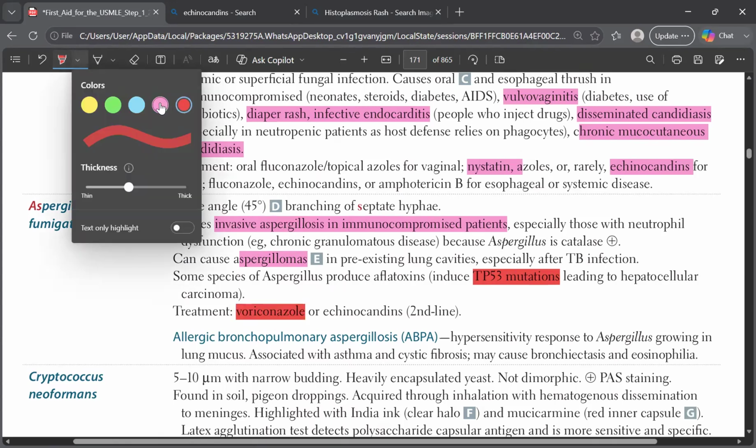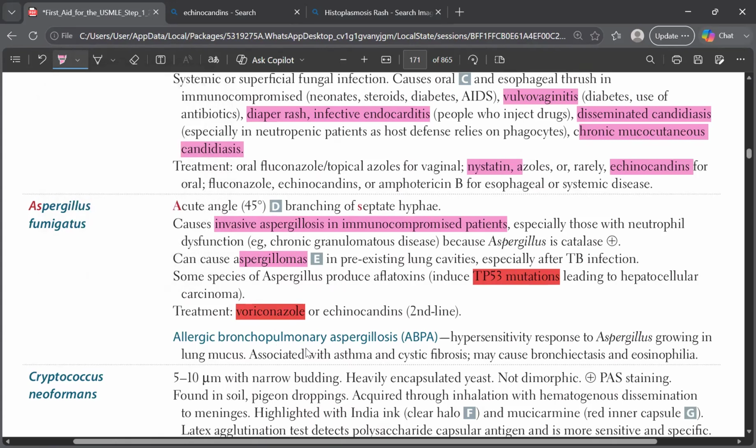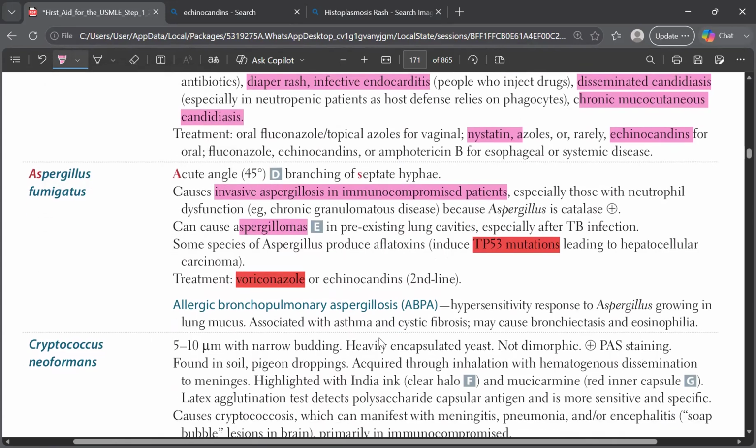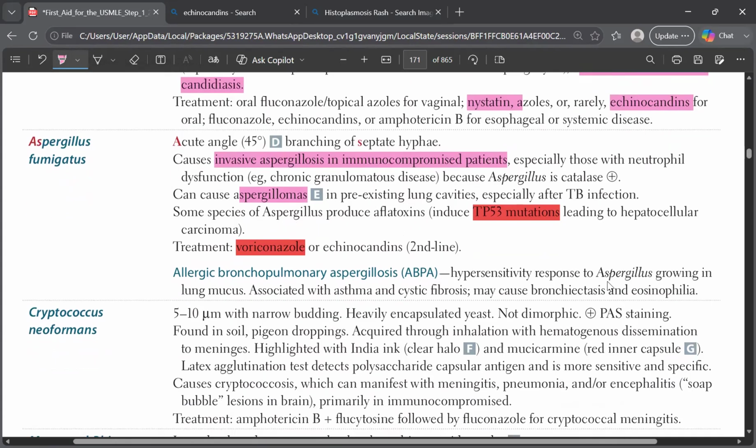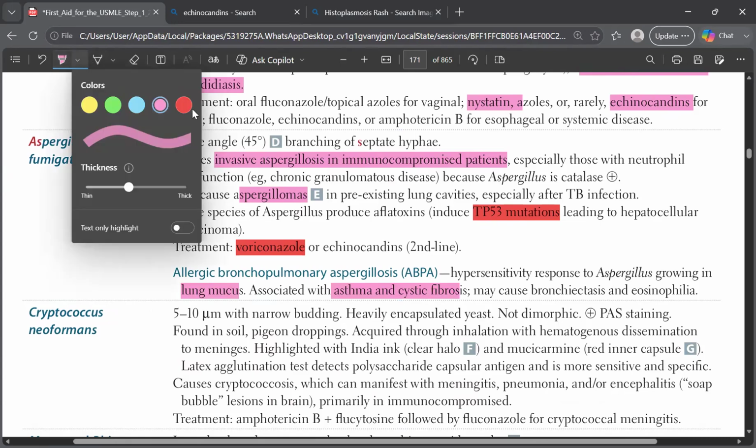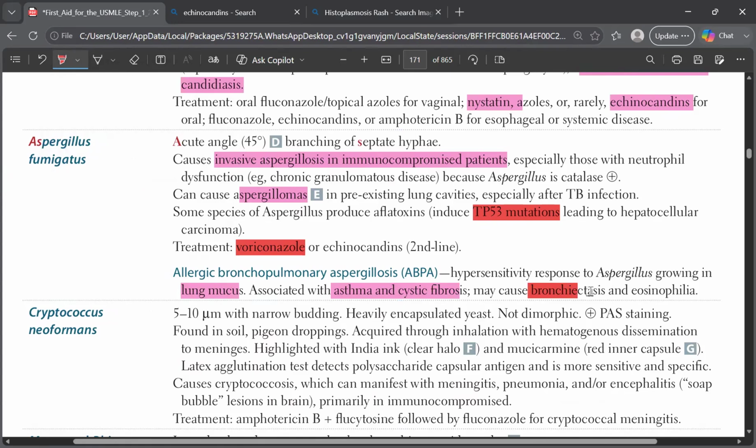Next is a very important disease known as allergic bronchopulmonary aspergillosis. It is a type 1 hypersensitivity reaction response to Aspergillus growing in lung mucus, associated with asthma and CF, and may cause bronchiectasis and eosinophilia. This one is an important one.